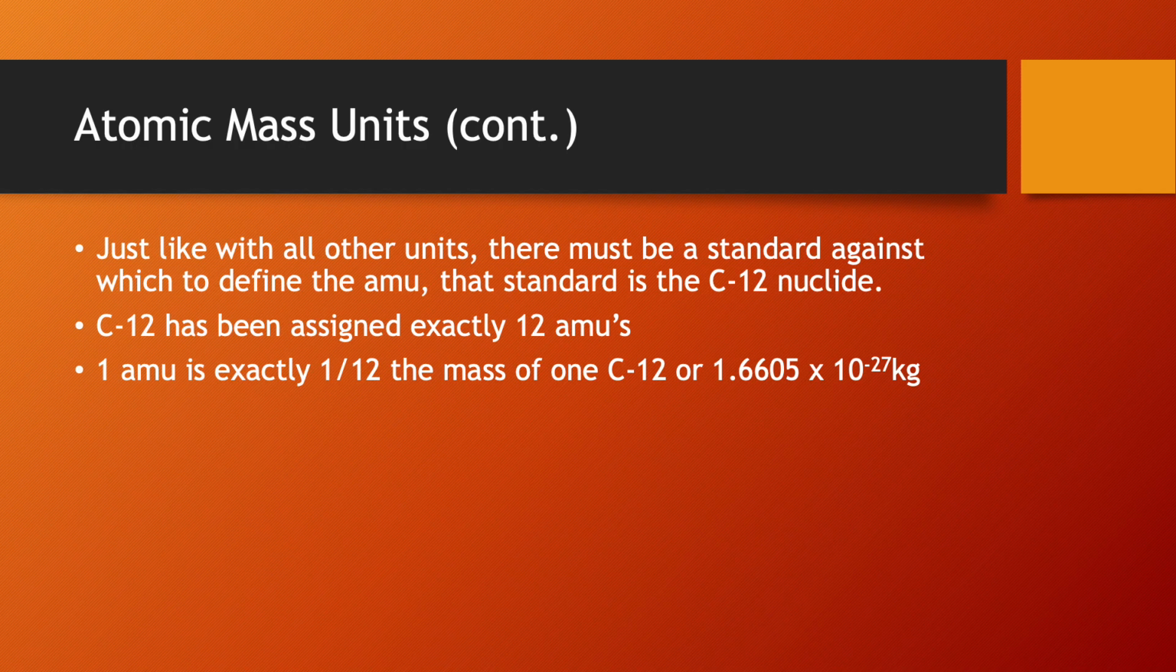1 AMU is exactly 1/12 the mass of 1 carbon-12, or 1.6605 times 10 to the negative 27 kilograms. It's a very small number. Much easier for us to say that 1 AMU is exactly 1/12 the mass of 1 carbon-12.